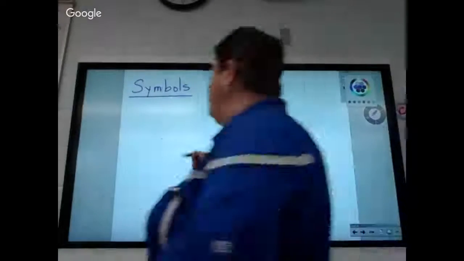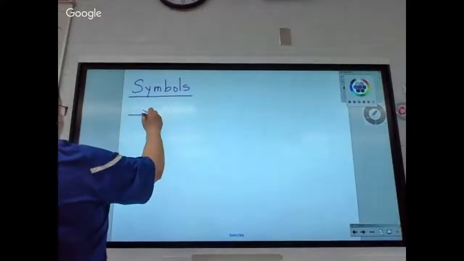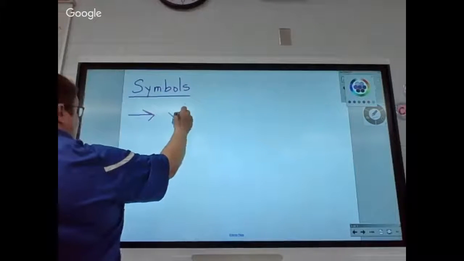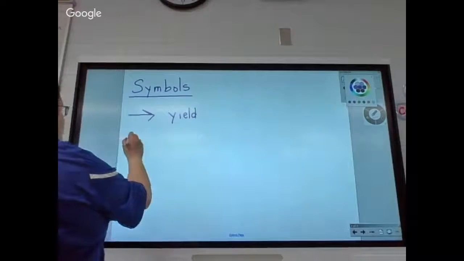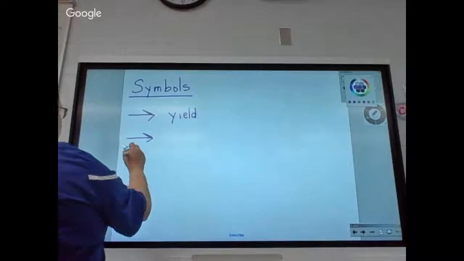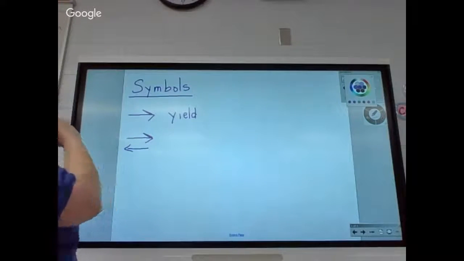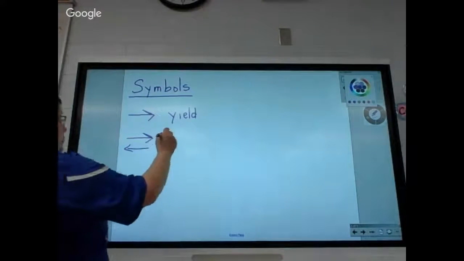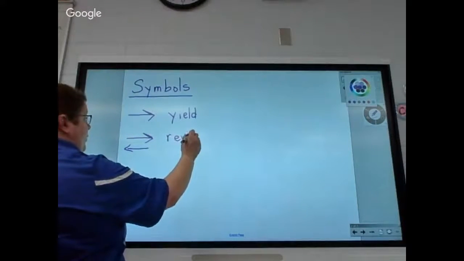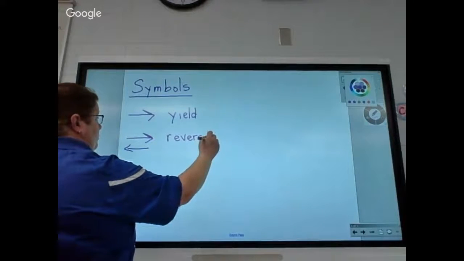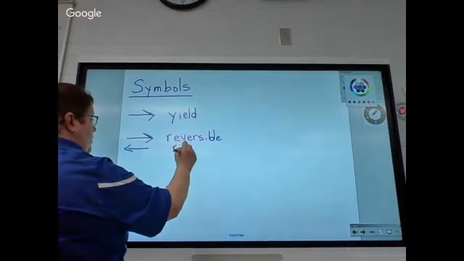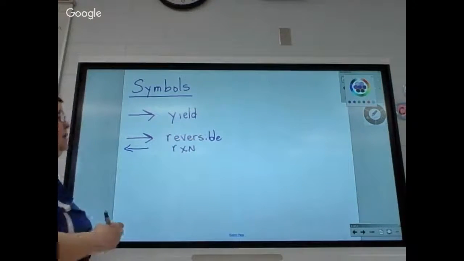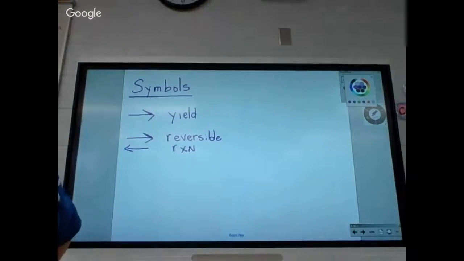Now, this, of course, was what? That was the yield sign. But what if I use 2 arrows, which we're going to be using close to about week 15? What are 2 arrows going to mean? This means the reaction is a reversible reaction. So when we study equilibrium, we'll have a reversible reaction.